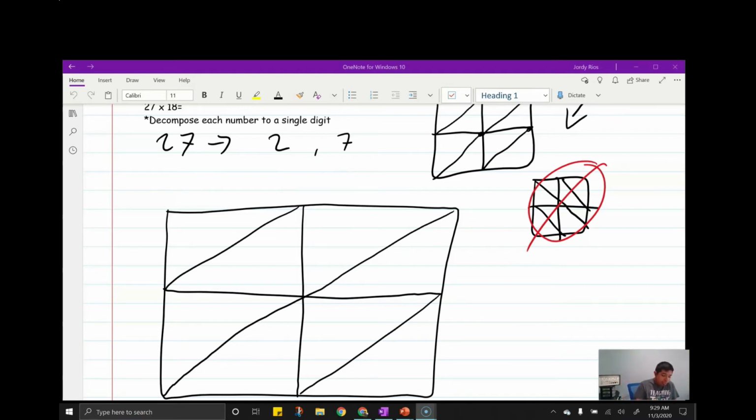All right. So now what you're gonna do is just put the numbers on top. So here I have 2 and 7, and now on the side, I'll have 1 and 8. So now I'm multiplying 27 on top and 18 on the side. See how it's still 27 and 18?